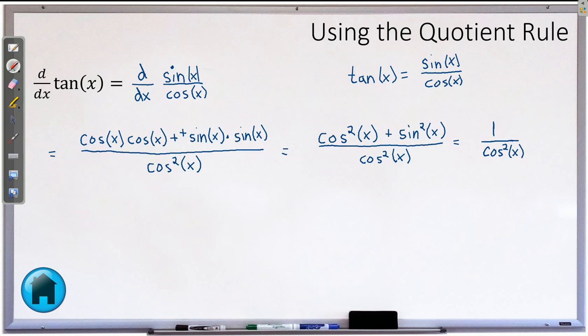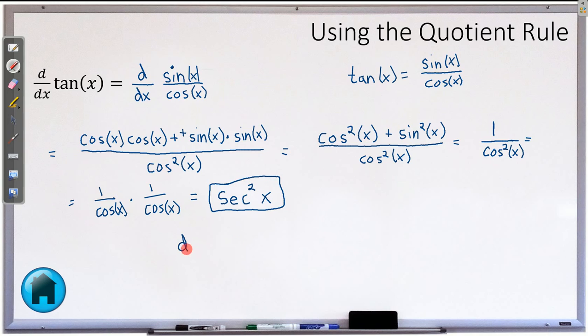That made things much simpler, but we can continue to rewrite that. 1 over cosine squared. I'll even write this long ways. That is 1 over cosine times another 1 over cosine. The squared simply means you write it twice. And 1 over cosine, hopefully that looks familiar as well. That is secant. So we have a secant times another secant, which is secant squared x. And we have our derivative. So the derivative with respect to x of tangent is equal to secant squared x.